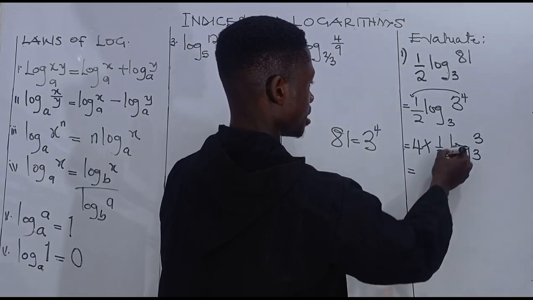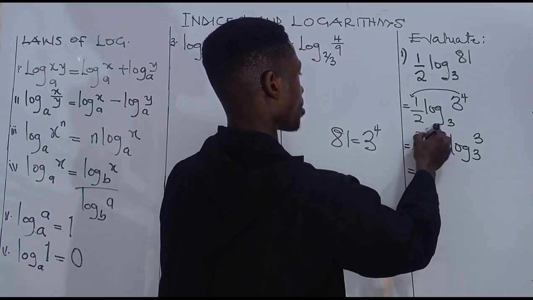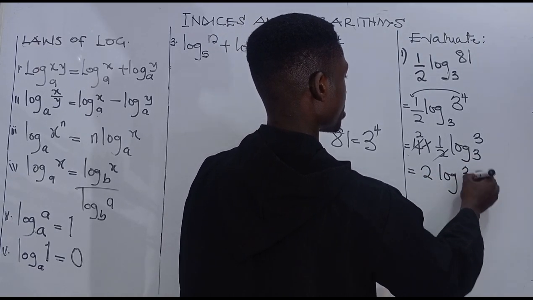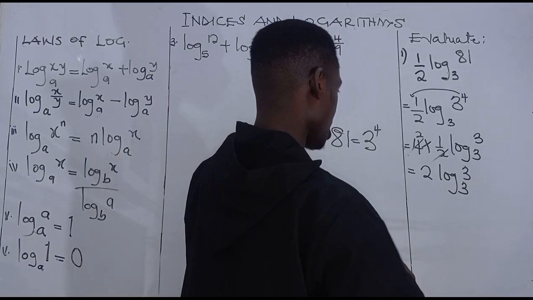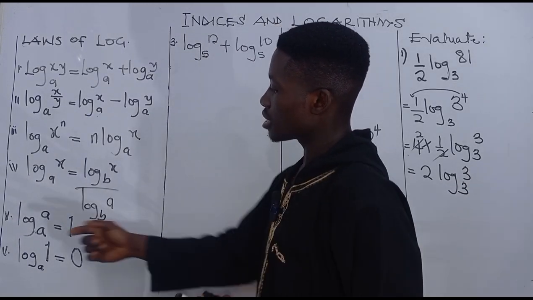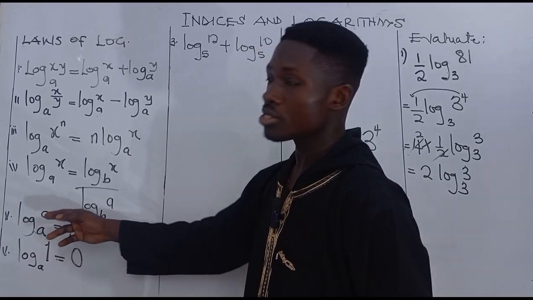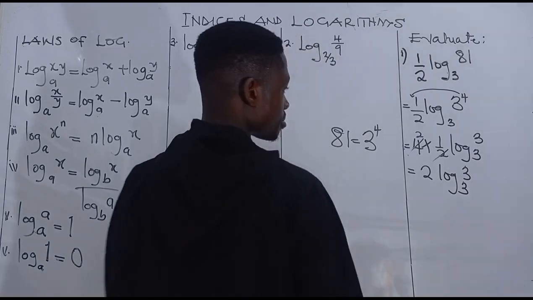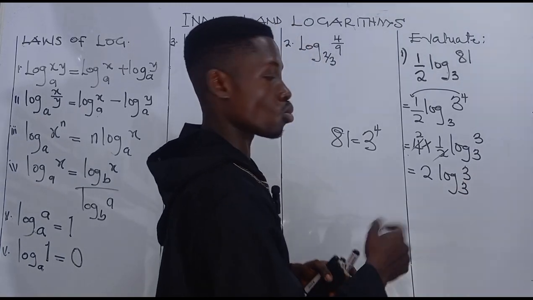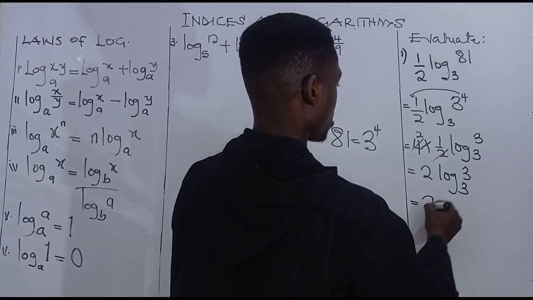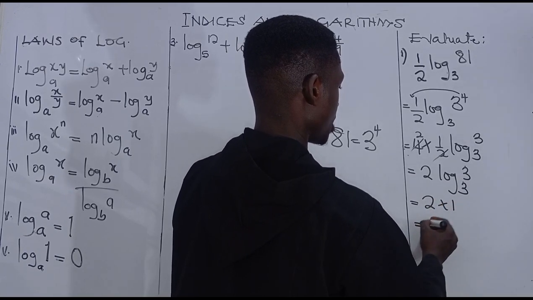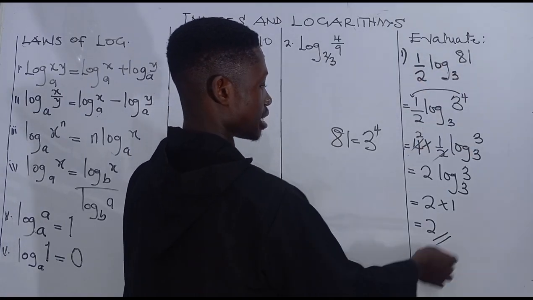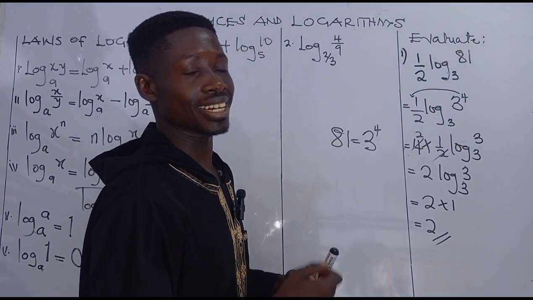So you can see that this 2 can cancel 4. We have 2 multiplying log of 3 to the base of 3. Now applying this property, we see that the logarithm of a number to the base of the same number gives us 1. Therefore, this is going to give us 1. So we have 2 times 1 and then we have 2. So the value for this logarithm expression is 2, as easy as that.